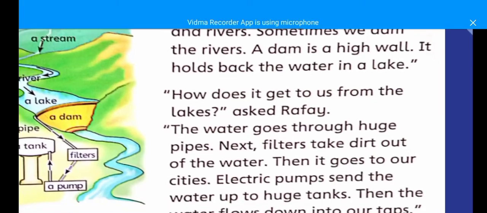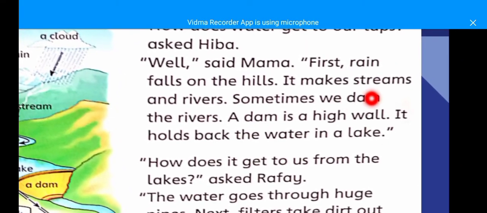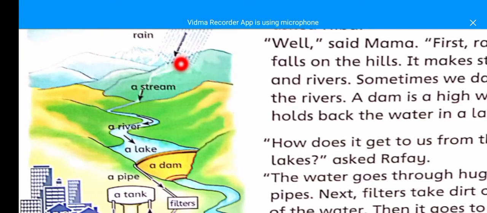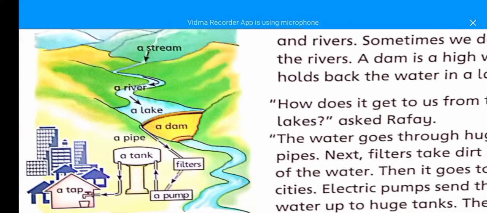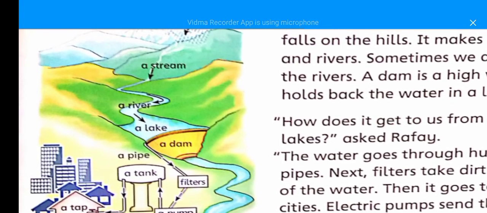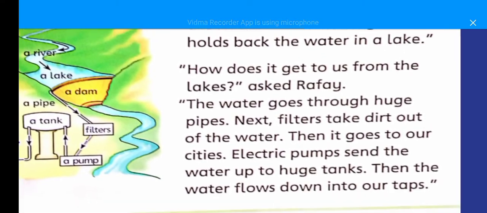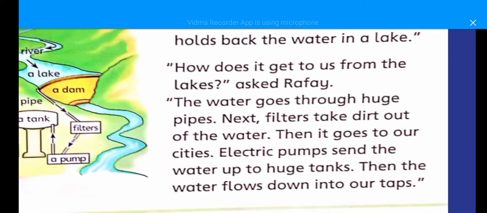So here we have done, and their mother is telling them about the water, how we are getting it into our homes. Here we have discussed that rain is making the streams, the rivers or the lakes, and we are damming the lakes or the rivers to get the water through the pipes. Until here we have done. So now let's start reading the last portion also.